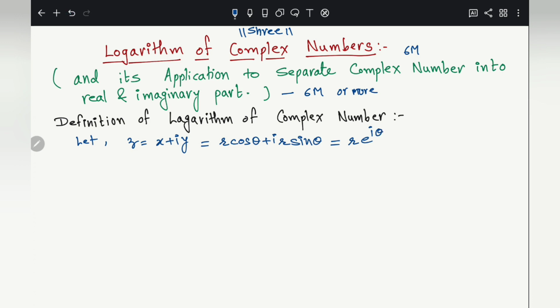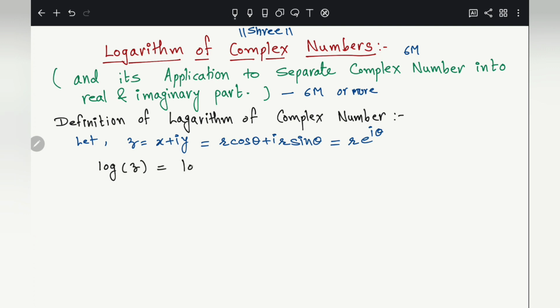You know how to find out r and theta. If you don't know, then you can refer to our video where I have covered roots of complex number. In that particular video I have covered how to find out this r and theta. So this conversion, if you know, then log of a complex number becomes very easy. So I will show you the log of complex number z.